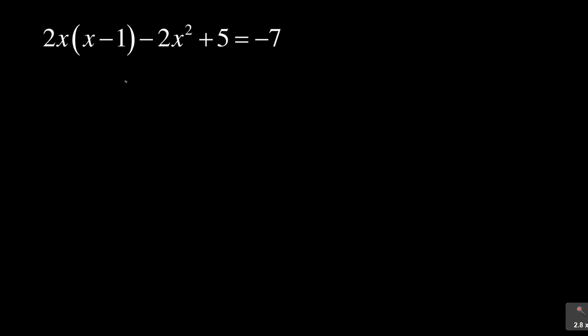What is needed is for me to first open the bracket. As you can see, I'm given 2x into x minus 1. After I've opened the bracket, the next important thing is to collect my like terms. Remember, the 2x must multiply the x, and the 2x again must multiply the negative 1. So 2x times x gives 2x squared, and then 2x times minus 1 is negative 2x.